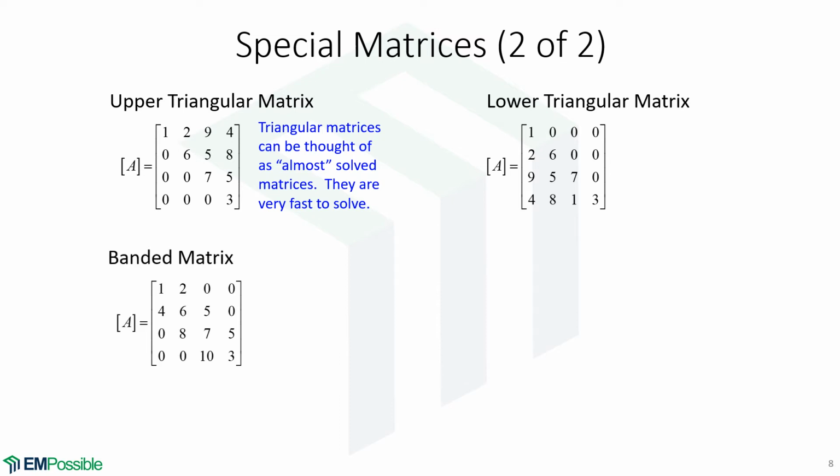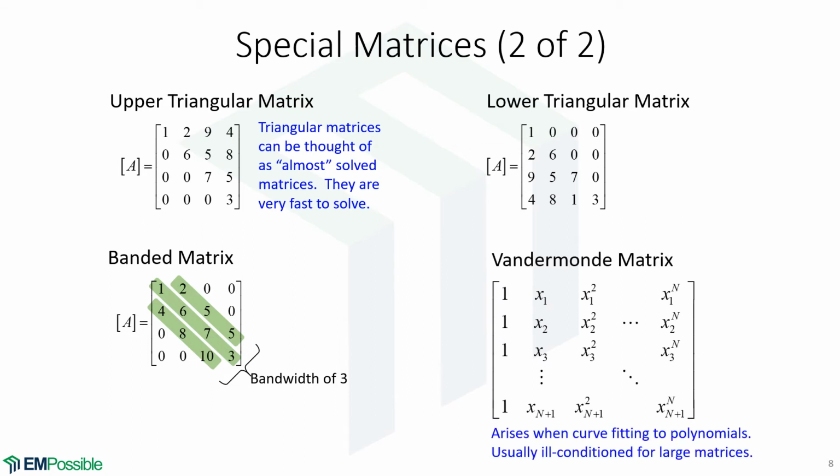A banded matrix. Banded matrices are 0 everywhere except there's a few diagonals containing numbers. The number of diagonals that contain numbers, we would call the bandwidth of the matrix. In this case, the bandwidth is 3 because we have numbers going down 3 diagonals. Sometimes we would also call that a tri-diagonal matrix.